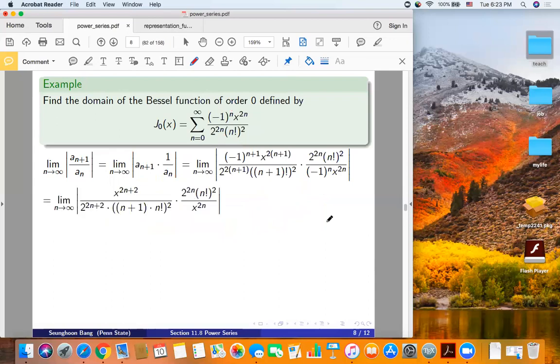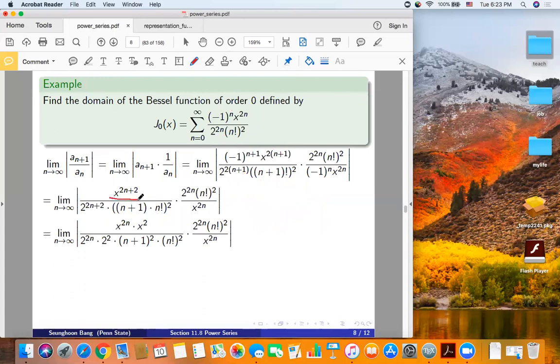Next, simplify. Distribute 2: 2n plus 2 is exactly here. Same, distribute 2: 2n plus 2 is here. What is n plus 1 factorial? N plus 1 factorial is n plus 1 times n factorial. We have that here, right? So next, expand.